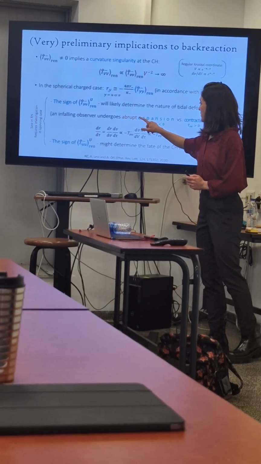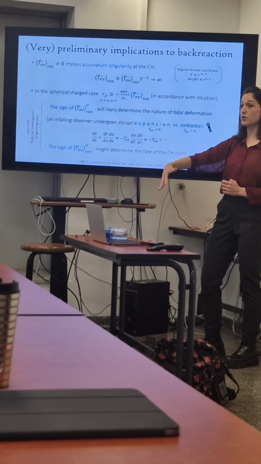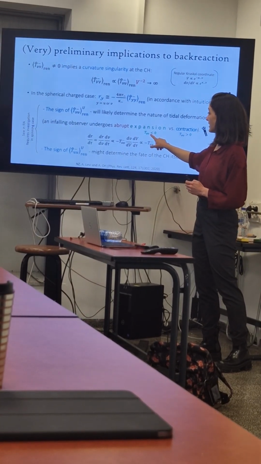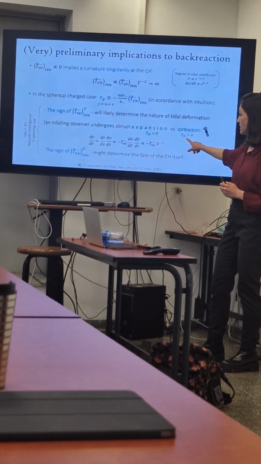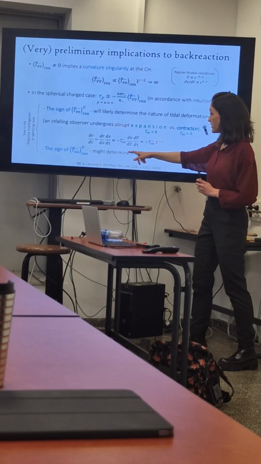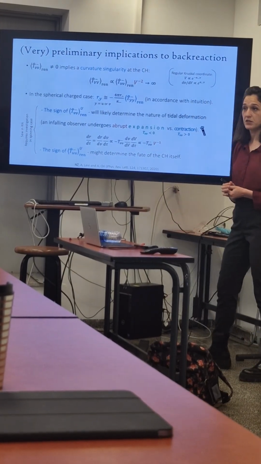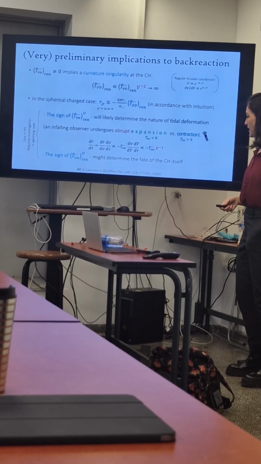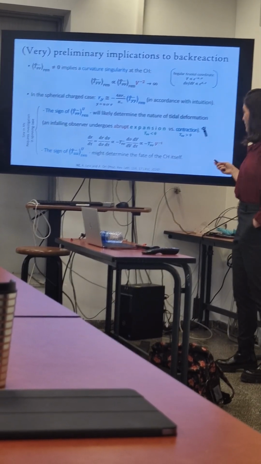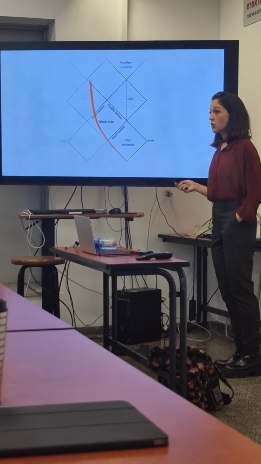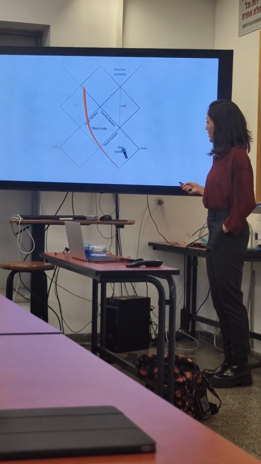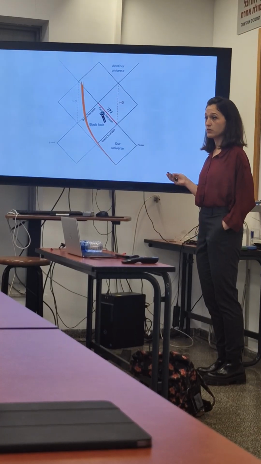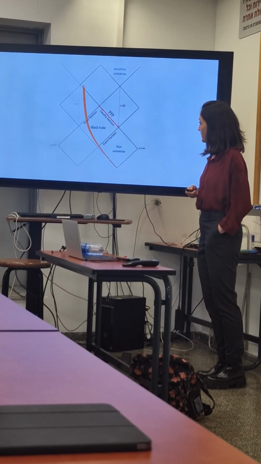Because of this minus sign, an infalling observer, our traveler from the beginning, will undergo abrupt expansion if TVV is negative, or contraction if TVV is positive. And the sign of TUU might determine the fate of the Cauchy horizon itself. This entire analysis requires more investigation in the spinning case. So back to our traveler. It seems that she reaches the Cauchy horizon, right? And we got a strong singularity, so she's doomed.